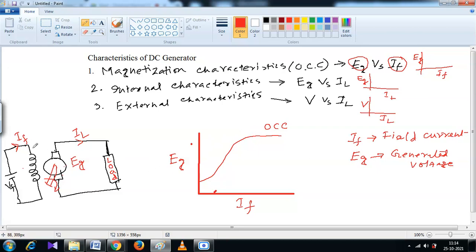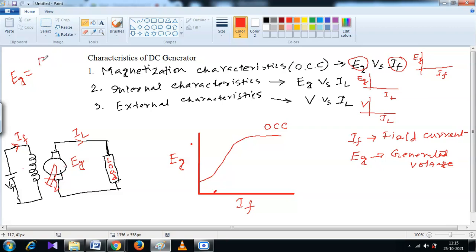Then if we flow the field current through the field, a flux is generated on the field or pole, then the armature conductors are cut by that field and a voltage is produced on the armature. And how much voltage is produced here? The value of voltage is Eg. And what is the expression of Eg? Can anyone tell me what is Eg?